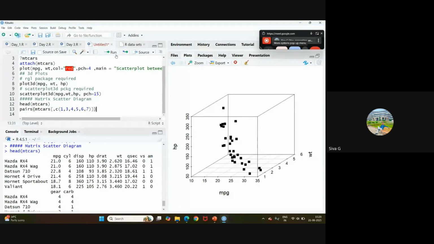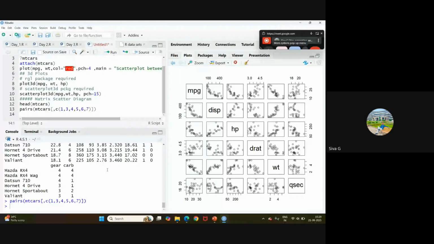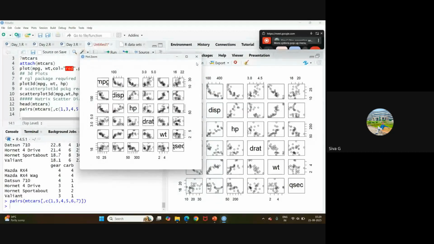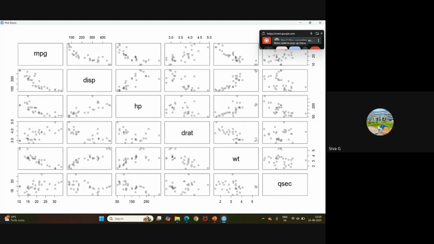Just run this. So this is the plot we got. Now zoom in. See here, the diagonal elements are nothing but the variables we have considered. Now this is a pairwise visualization.